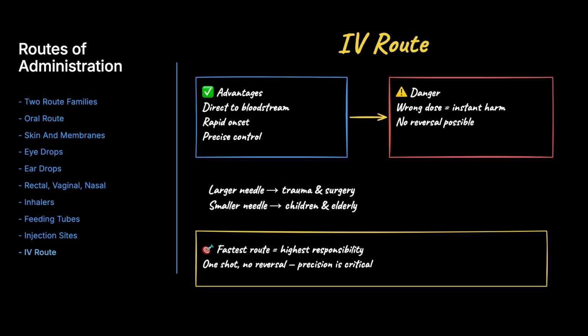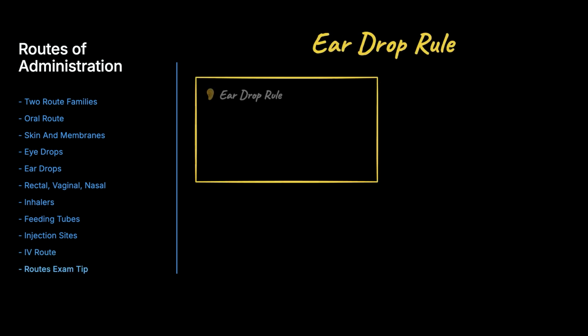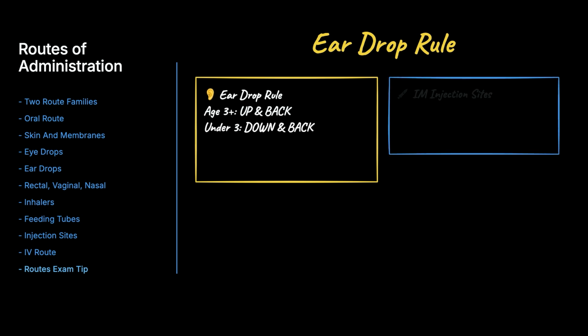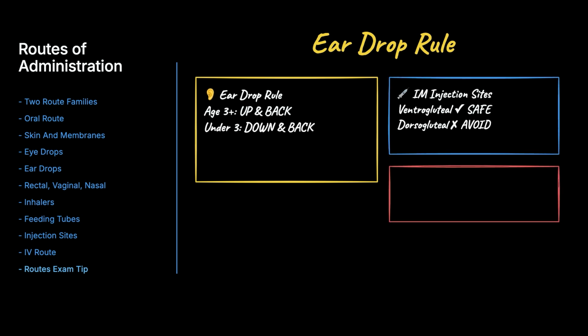The big danger is that a wrong dose causes harm instantly with no way to undo it. For your exam, the eardrop rule is a guaranteed favorite, so lock it in now. Up and back for the older crowd, down and back for the little ones under 3. Also remember that the ventrogluteal site is the safe choice for muscle injections, and the dorsogluteal is out. Picture the sciatic nerve hiding nearby.